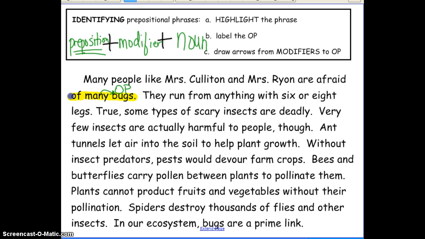Now there is another prepositional phrase in here. So see if you can find another preposition. Where is there another preposition in this sentence? You got to be looking at your list. You got to be looking at the sentence to find it. But where's there another preposition?